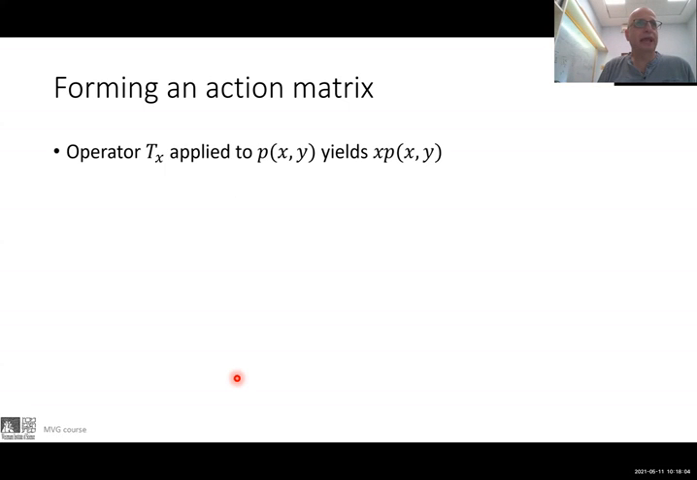So the idea is the following. We apply some action on the polynomial. We denote the operator Tx. It's an example of an action. The action is multiply the polynomial by x. This will produce a new polynomial of higher order, of course.